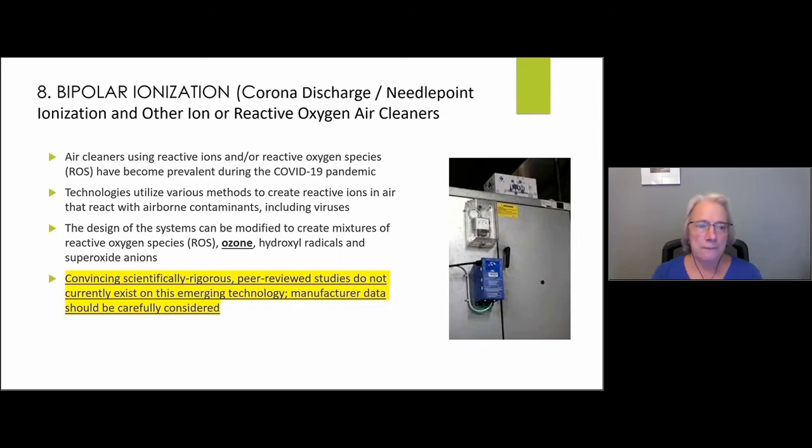superoxide anions. Now, the caveat with these systems is that convincing, scientifically rigorous, peer-reviewed studies do not currently exist on this emerging technology. Manufacturer data should be carefully considered. Some of them have been tested by independent companies. I've seen one company that has one independent verification from an independent lab that produces 0.005 parts per million of ozone. You know, let's get these things tested independently and use over time, and we'll see how these work.